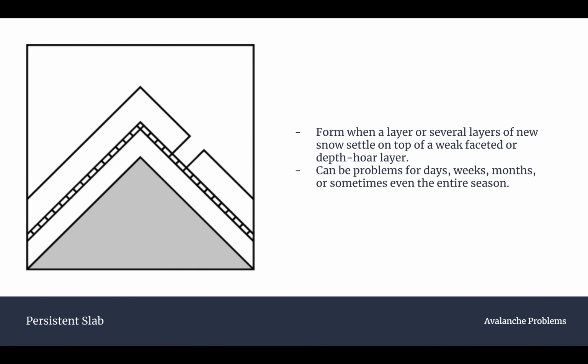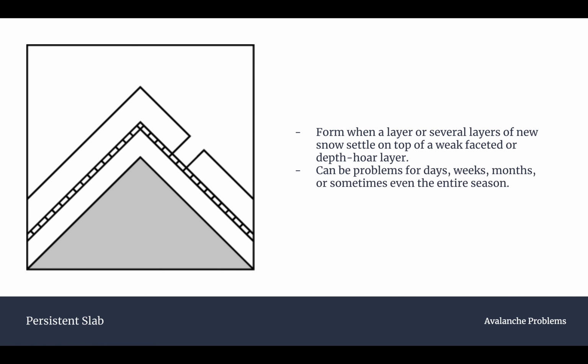The next is a persistent slab. A persistent slab is essentially a buried weak layer. This dashed line here represents the weak layer, and you have a large amount of snow sitting on top of this buried weak layer. There are several implications. First of all, it's pretty hard to trigger because it can be very deep within the snowpack. That also means that if it were to be triggered, it would be a very, very large avalanche, because this weak layer is failing with several feet of snow on top of it.